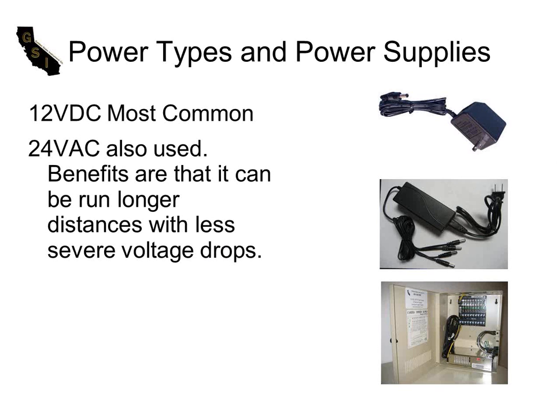So these are different types of power supplies. 12 VDC is the most common, but there are cameras with dual voltage, which take 12 VDC or 24 VAC. The benefit of 24 VAC is that you can run longer distances with less severe voltage drops. So let's say you're running a 12-volt system and you're losing 2 volts. That would bring a 12-volt DC system down to 10 volts, whereas a 24-volt AC system would be 22 volts. So as you can see, the voltage drop is less severe because it's producing more voltage on the line.